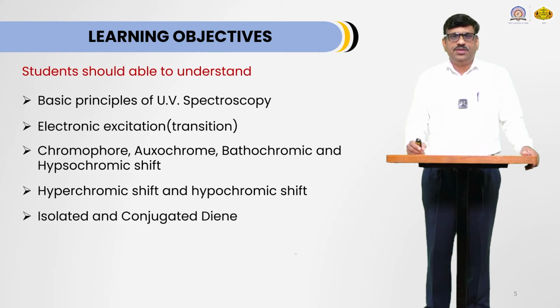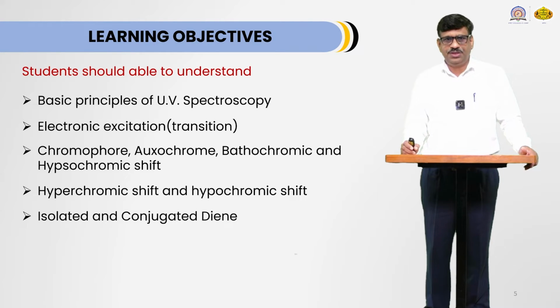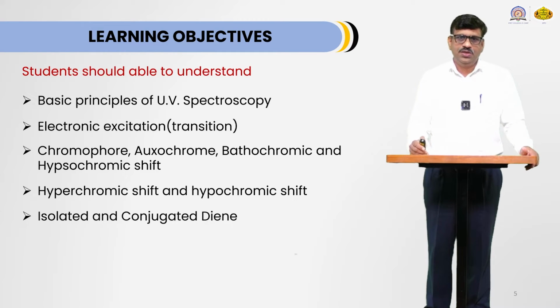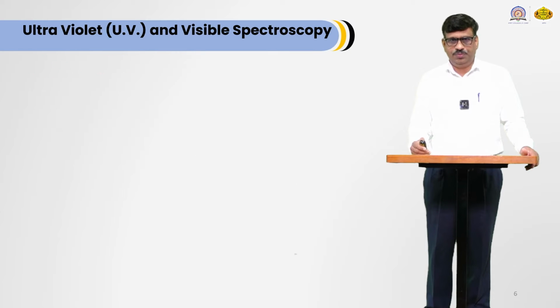At the end of this lecture, students should understand the basic principle of UV spectroscopy. They should be able to understand what is electronic excitation or electronic transition. They should be able to understand the terms chromophore, auxochrome, bathochromic shift, hypsochromic shift, hyperchromic shift, hypochromic shift, etc. And they should be able to differentiate isolated and conjugated diene on the basis of their knowledge of UV spectroscopy.